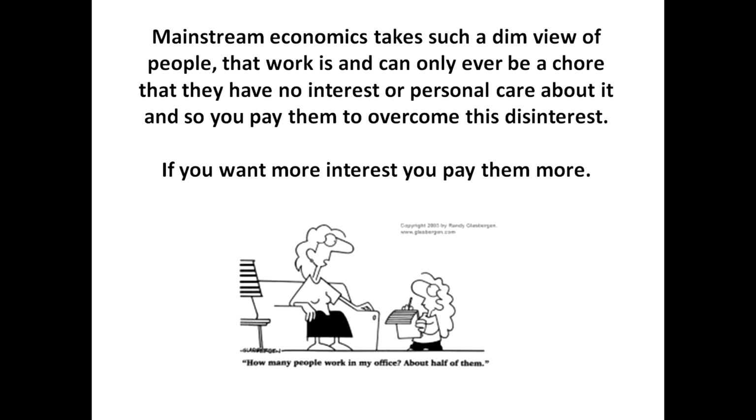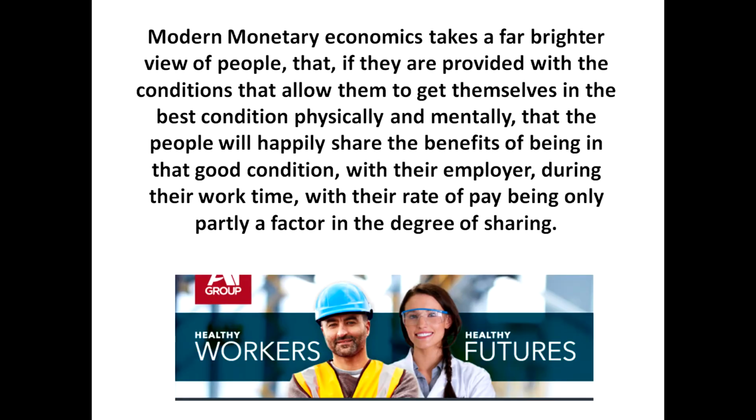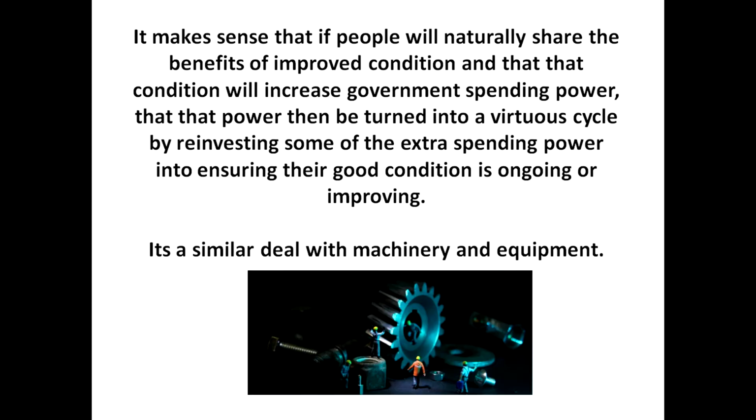Modern monetary economics doesn't usually drill down into the low-level and detailed individual person-related parts of economics. It is mostly about high-level economics, but implicitly it views people that if they are provided with conditions that get them into good condition physically and mentally, that people will inadvertently share this in whatever they're doing at the time, with their level of pay only being partly a factor. If people will naturally pass on the benefits of improved conditions of their health and mind to businesses and organisations and things in the economy generally, and this then makes more spending power available to the government, then it makes sense to turn this into a bit of a virtuous feedback cycle by then using some of that spending power back into looking after people's health and minds.